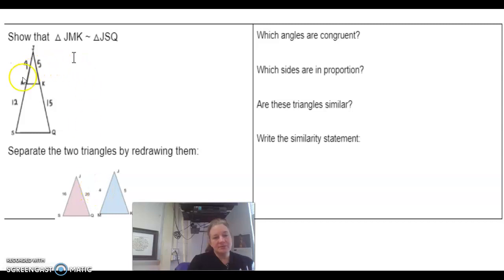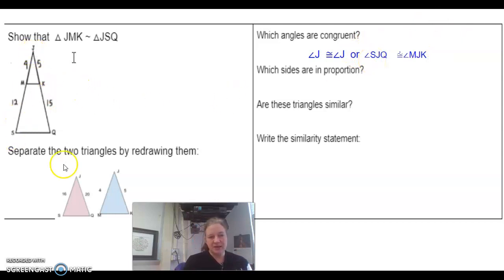So you have this triangle, the blue triangle is your little triangle, and the purple triangle is your big triangle. It's not to scale, but I drew them out. So now that I've redrawn them, I can tell that my angles, angle J is congruent to angle J. I don't like saying J, so I'm going to write it out as SJQ.